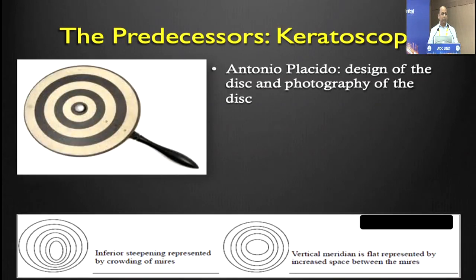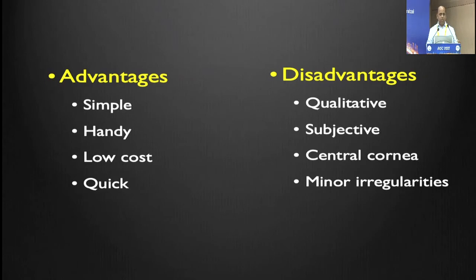Then came keratoscopy, in which light is projected on the cornea and the rings are drawn. You can see in this picture the inferior steepening represented by the crowding of mires. If the mires are very close to each other, that means there is a steepening, and if the mires are separated too much from each other, then that means there is a flat area. It also has some advantages: it's simple, handy, low cost, and quick. Although it has some disadvantages: it is a qualitative test, there is no data point, it is subjective, and it measures just the central cornea, and minor irregularities are missed.